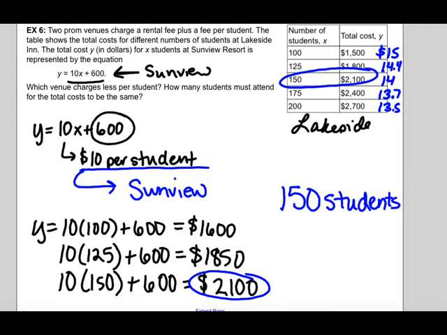For example, if you wanted to do 200 students, well, that'd be 2,000 plus 600. That'd give me $2,600. So this is the breaking point. 150 is the breaking point. After that point, Sunview is cheaper. Sure, it looks like it's cheaper per person up front, but unless you're going to have 150 people or more, it's actually not the cheaper of the two bids.